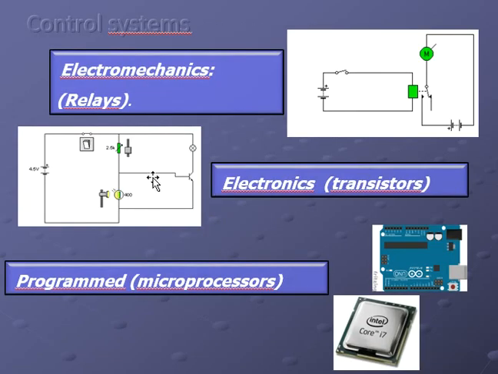As for control systems, we have very basic ones, electromechanical systems using relays. You already know this after studying electronics. Or we can use transistors. This is a control system. Or more sophisticated ones, the microprocessors that can be reprogrammed. In the next videos, we will learn how to program and how to control these systems.